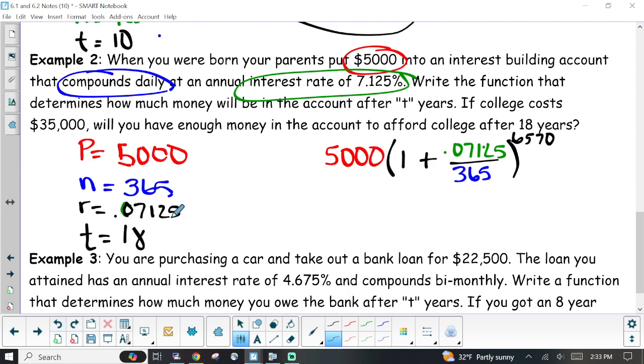Now listen, type this into the calculator. Practice typing it in. If you can't type it in, your project's going to be really tough next week because you're going to have to do it a whole bunch.